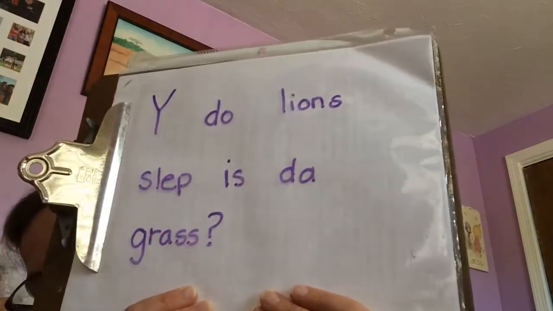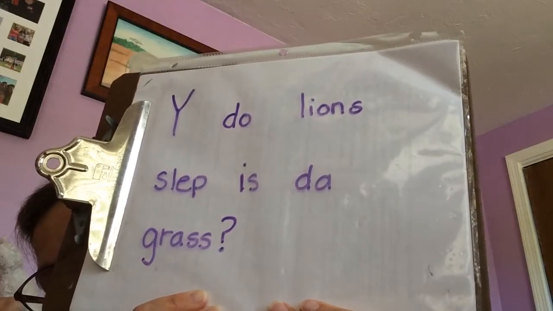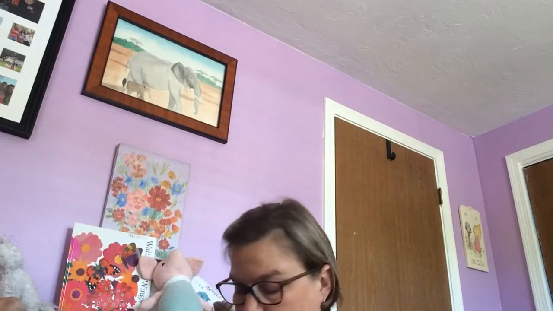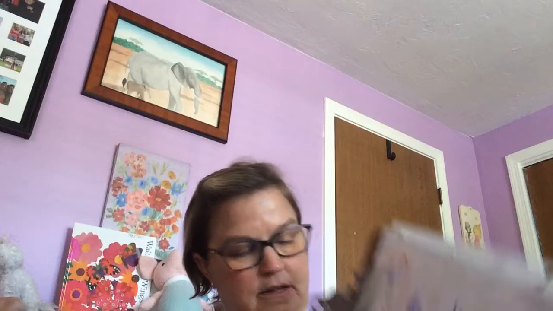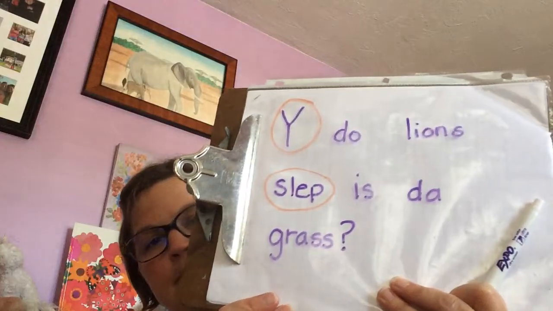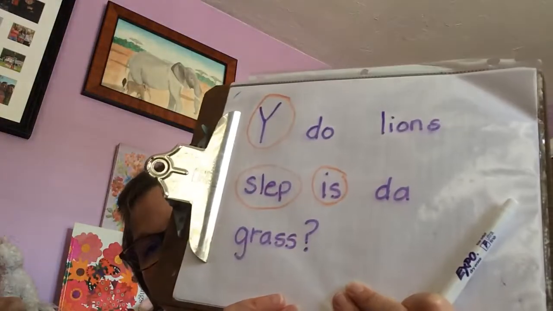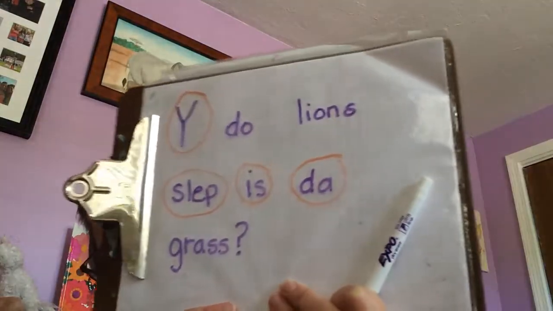All right, so I want you to take a look at this. What do you see that needs fixing? I see a few things. I bet you do too. All right, I'm going to circle the things that need fixing, and then we'll fix them together. Okay? Y needs fixing. Sleep needs fixing. In needs fixing. And the needs fixing, right?